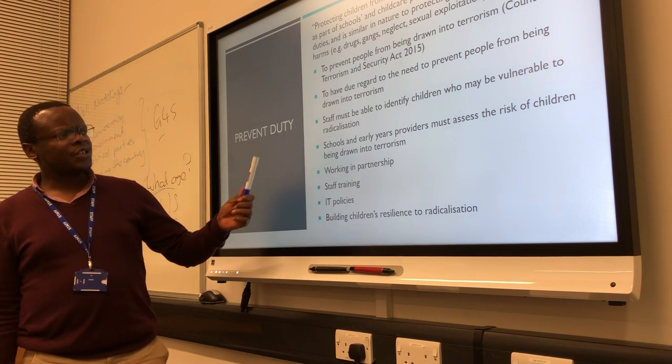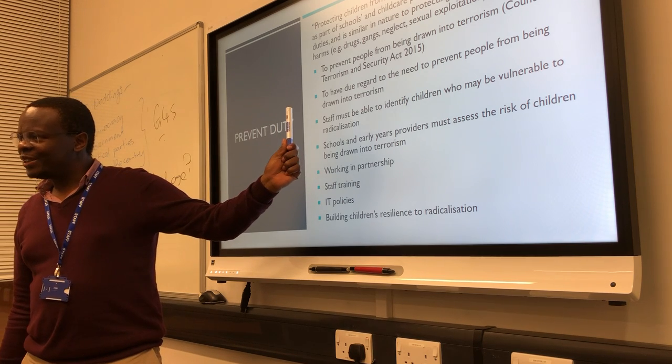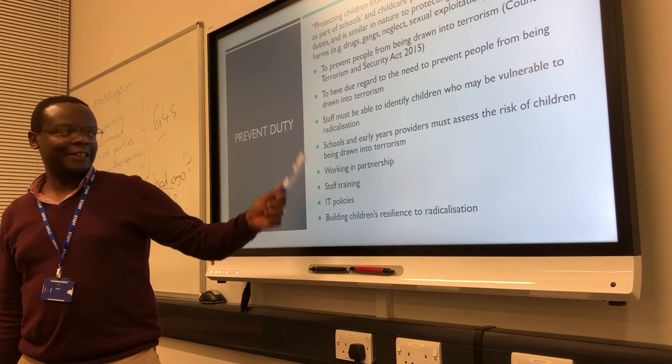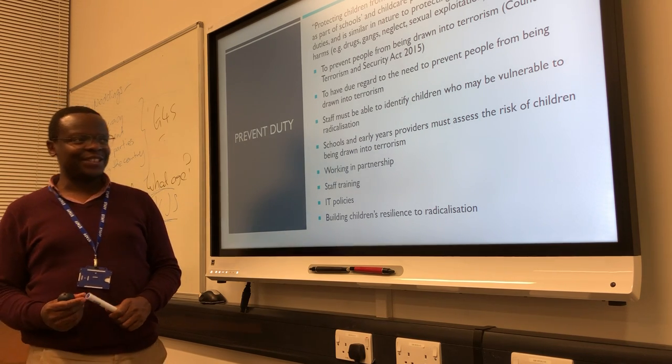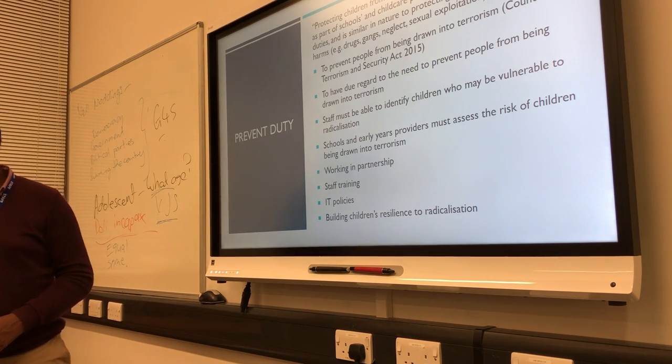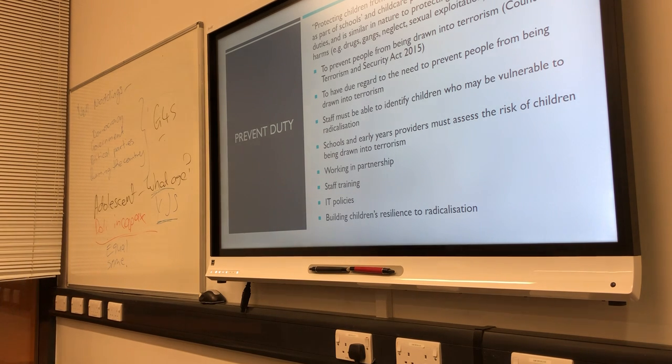In schools and early years settings, do you get training on this? Because you're supposed to. Schools and early years providers must assess the risk of children being drawn into terrorism. So there must be some mechanism of risk assessment. What risk assessment do you carry out? Just the history, if they've moved around a lot from school to school, where they've come from originally, and any links they know parents have. It's all noted as well.